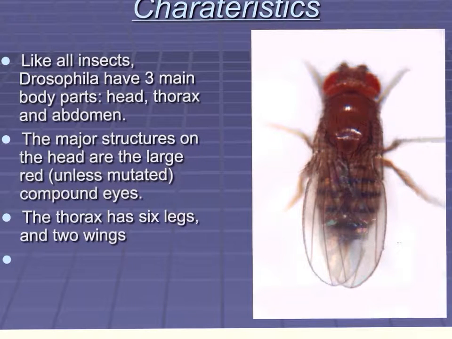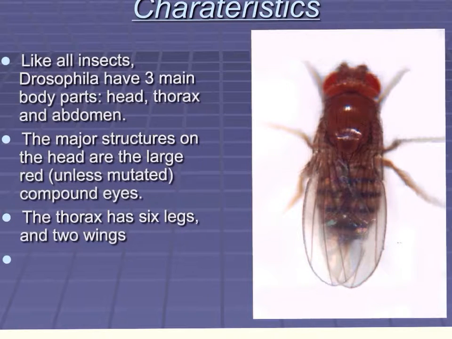The Drosophila fruit fly, also known as the red-eyed pomace fly, is classified in the family Drosophilidae and order Diptera. It has 4 pairs of chromosomes and a short life cycle. Just some background information. The Drosophila was first recorded in New York City in 1875 and then again in New Haven in 1879. Now, like all insects, the Drosophila have 3 main body parts: the head, the thorax, and the abdomen.